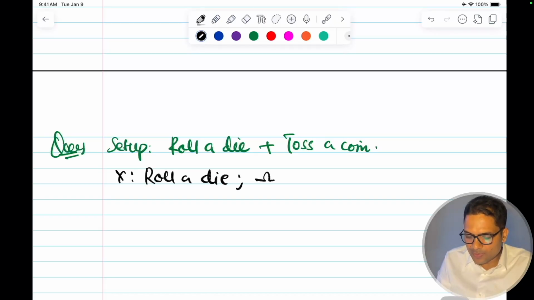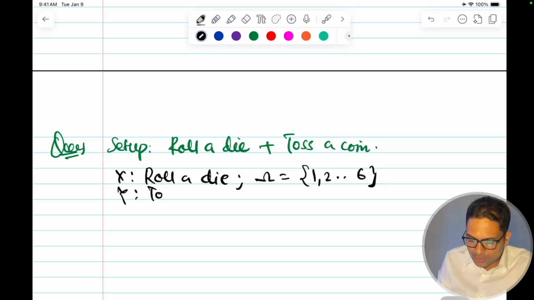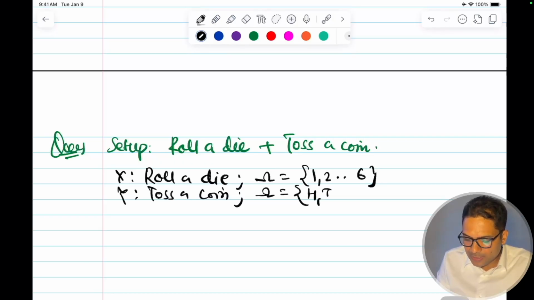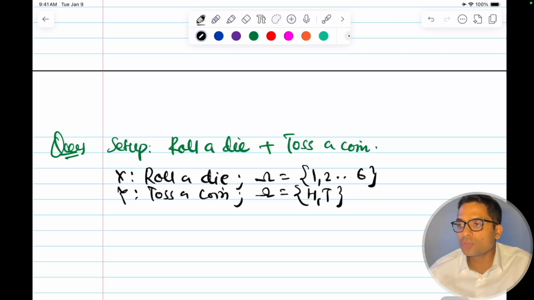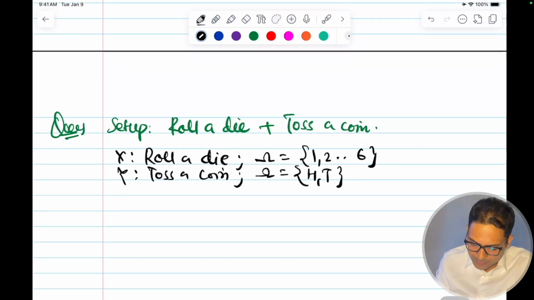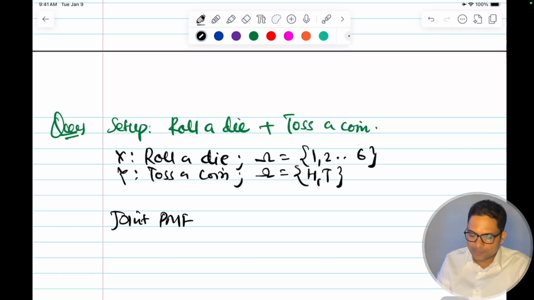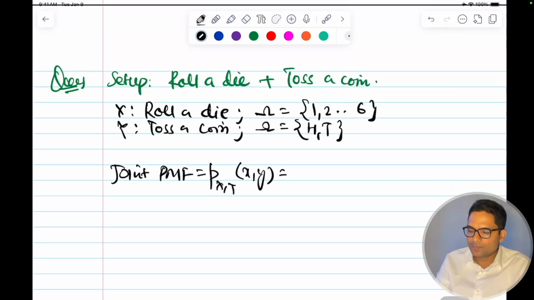What will be my sample space? 1, 2 till 6. And y will be toss a coin. What will be my sample space? Heads and tails. Now what will be the joint PMF? The joint PMF of both events happening, x comma y, will be equal to 1 by 6 into 1 by 2. So out of 1 to 6 one possibility, and head or tail one possibility, will be equal to 1 by 12. This is my joint PMF.